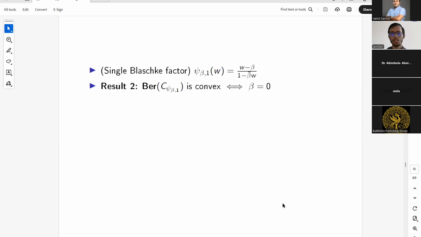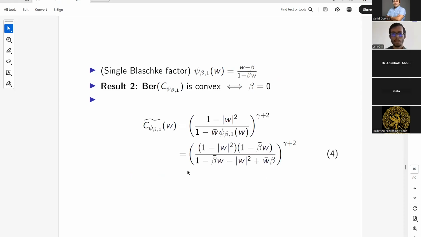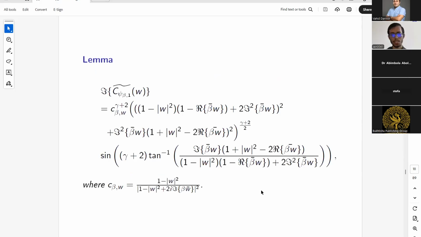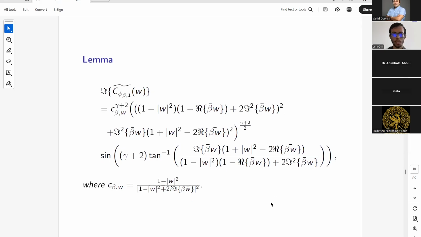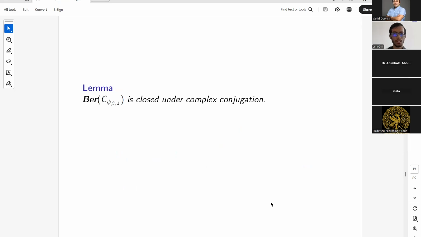Now we study the characterization of the convexity of the Berezin range with this symbol, where beta belongs to the open unit disk. First we calculate the Berezin transform of the composition operator at the point W. In the first lemma, we calculate the imaginary part of this Berezin transform and the real part of the Berezin transform on the weighted Bergman spaces. And then in the next lemma, we prove that the Berezin range is closed under complex conjugation.